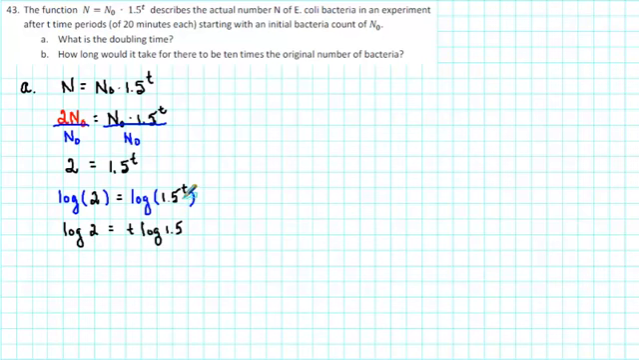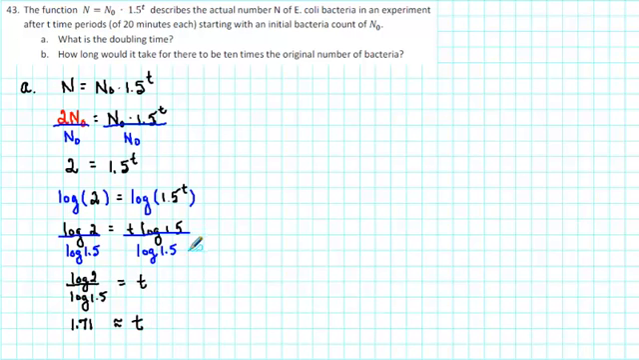The last step is to divide both sides by the logarithm of 1.5. So t is the logarithm of 2 divided by the logarithm of 1.5. Using a calculator, we can evaluate the right-hand side, and it becomes approximately 1.71. So t is approximately 1.71.